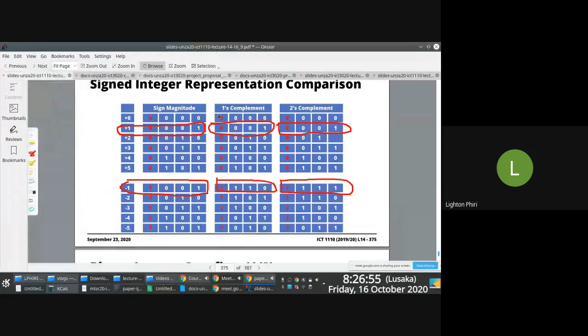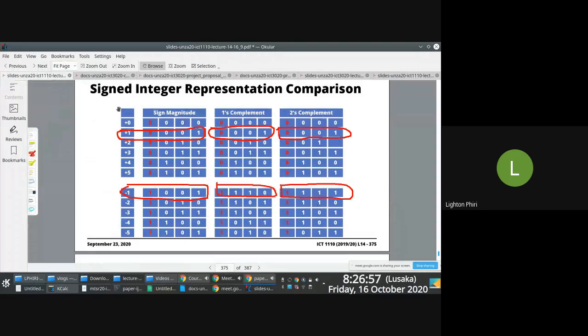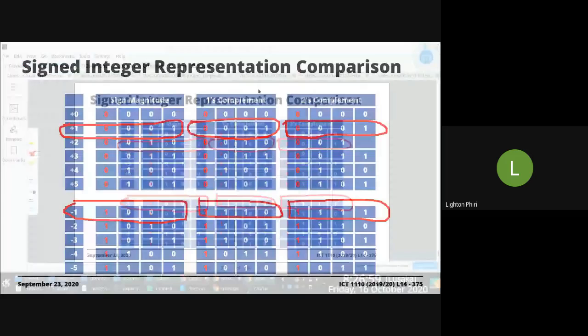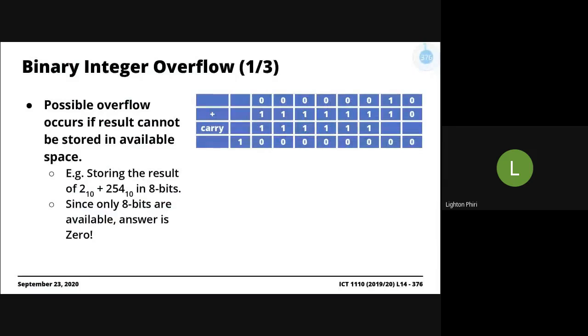Any thoughts about these different methods here before we briefly talk about this idea of integer overflow? Even though we have introduced it, it'd be worth talking about it.